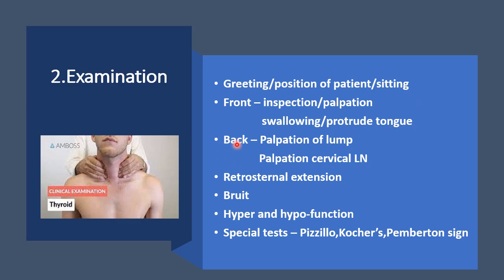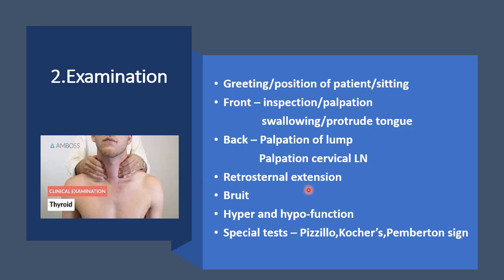Then you go to the back. Palpation of the lump and the thyroid from the back, and also palpation of the cervical lymph nodes. From the back, as shown in this diagram here, the examiner stands behind the patient, using his fingers to palpate the neck for the thyroid as well as the lymph nodes.